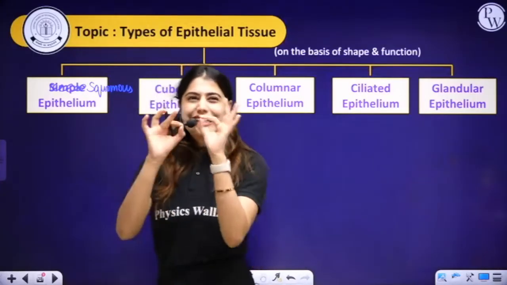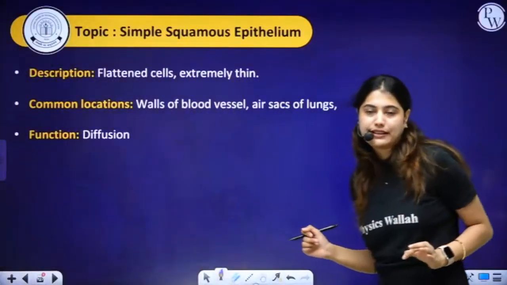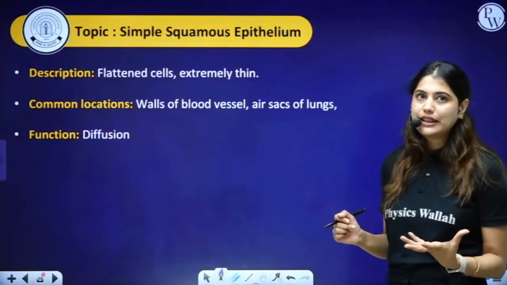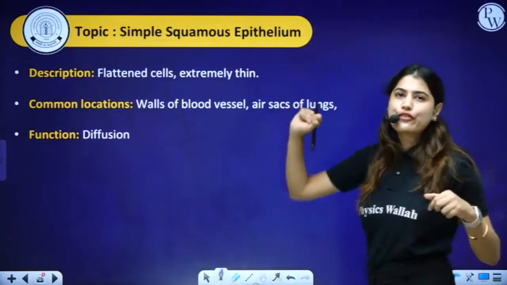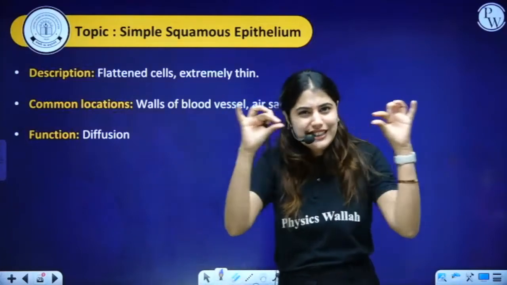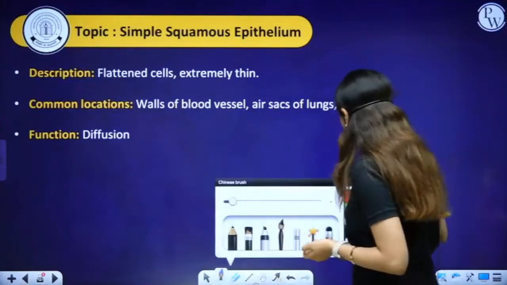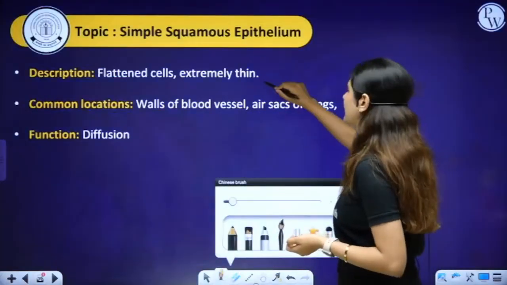Let's decode them. The very first is simple squamous epithelium. Only a single layer of cells will be there, and the word squamous comes from flat. That is, the cells are going to be very flat, just like any tile. Very flat cells are there, right? So we can see the cells here are very flat and very thin.